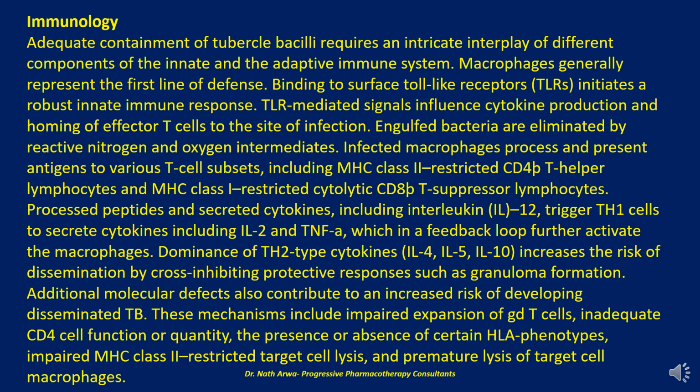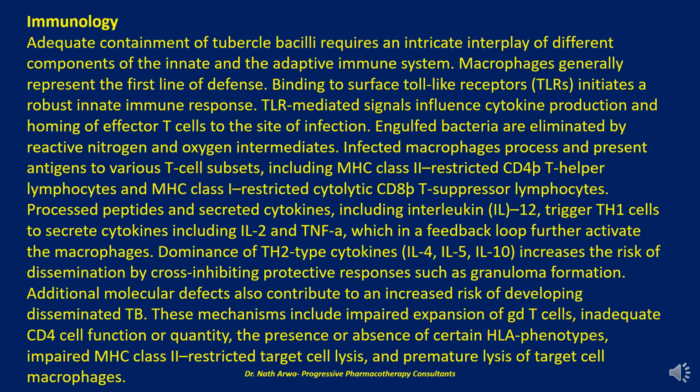Processed peptides and secreted cytokines, including interleukin IL-12, trigger Th1 cells to secrete cytokines, including IL-2 and TNF-alpha, which in a feedback loop further activate the macrophages. Dominance of Th2-type cytokines, such as IL-4, IL-5, IL-10, increases the risk of dissemination by cross-inhibiting protective responses such as granuloma formation.